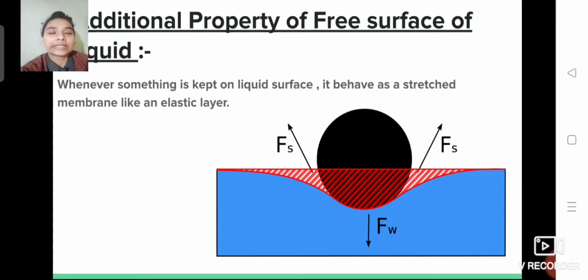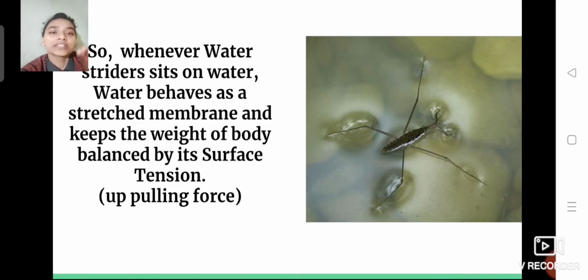Now you might be thinking that whenever we place some object on the surface of a liquid, its weight must make it sink in water. But what is that thing which keeps it floating on water? That is surface tension, because the body is balanced by both the forces. The weight of the body acts downward and the force of surface tension acts in the upward direction. Also, it is the answer to the question of why water striders can float on water.